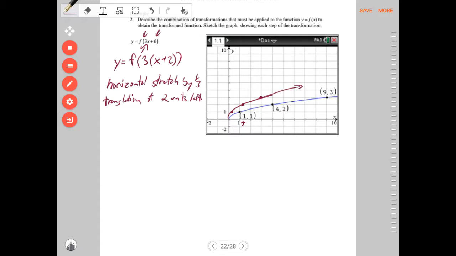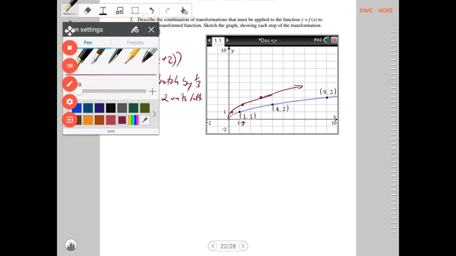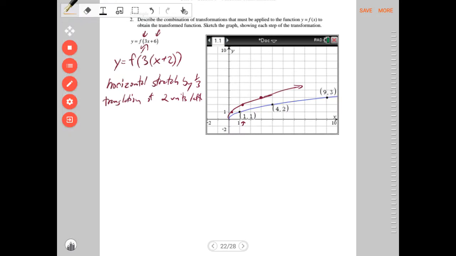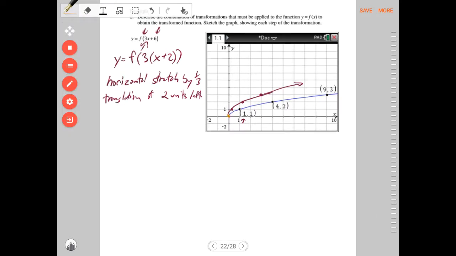And then the 2 makes it go 2 to the left. Now I'll pick a different color. Hey, how about we use orange? Why not? So this point goes 2 left, so it translates to there. The 1/3 goes to here. The 4/3 goes to about there, and the 3 goes to the 1. And there we have our new graph, step by step.